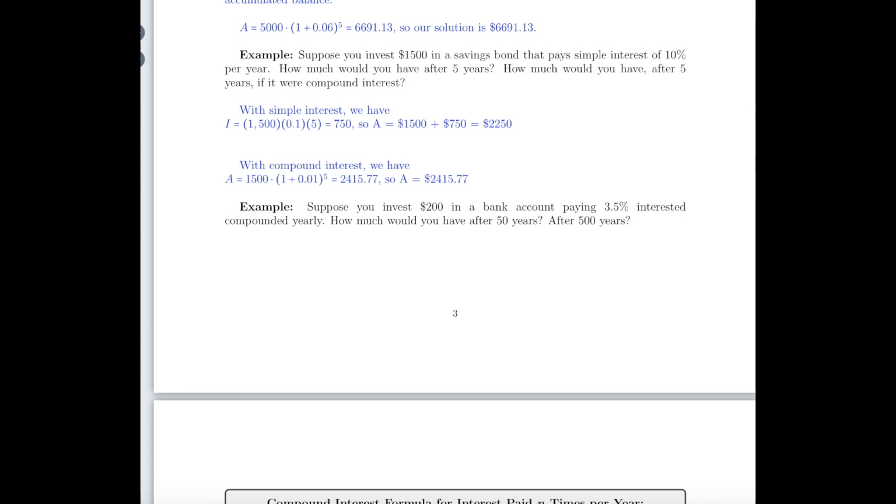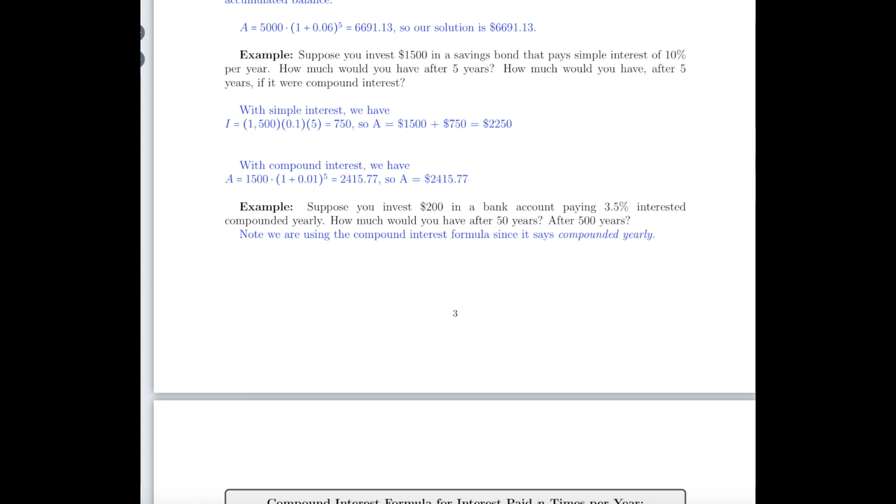My final example. Suppose you invest $200 in a bank account paying 3.5% interest compounded yearly. How much would you have after 50 years? What about 500? In this problem, it's important to note that I did write the words compounded yearly. So that means we're using the compound interest formula, not the simple interest formula, because it would say simple interest if that's what it wanted us to do. But it wants us to do compound interest.